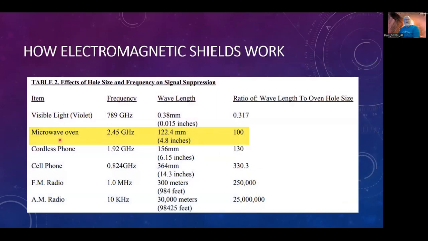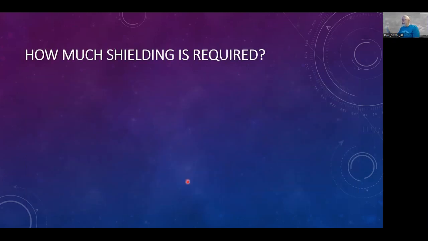So for the microwave oven, the frequency of microwaves is 2.45 gigahertz. The wavelength is 122 millimeters or 4.8 inches. The ratio of the wavelength to the hole size is 100, 10 times 10. So there's a magnitude of 10. Visible light, of course, goes through because the wavelength is 0.38 millimeters. And so we can easily see it. But these other things, these are really large wavelengths. And we're going to talk about using a microwave as a Faraday cage, because people seem to think that works.